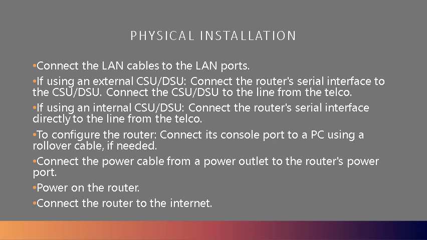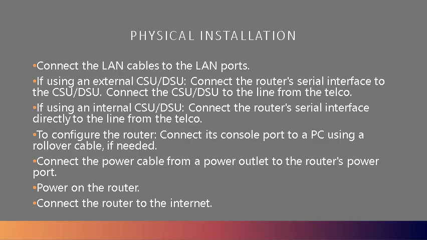Installing Cisco routers. Okay, this is the physical installation of a router. You connect the LAN cables to the LAN ports. If using the external CSU/DSU, connect the router's serial interface to the CSU/DSU. Connect the CSU/DSU to the line from the telco. If using the internal CSU/DSU, connect the router's serial interface directly to the line from the telco.